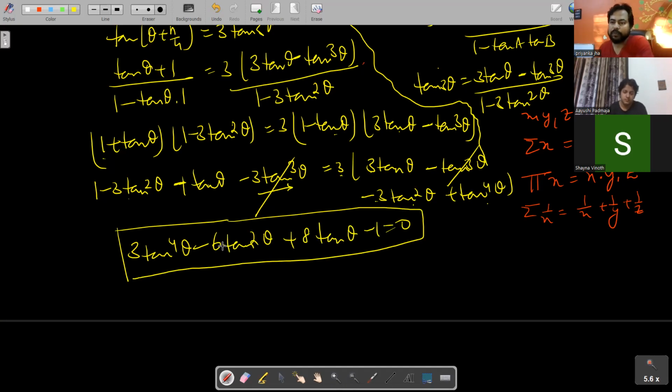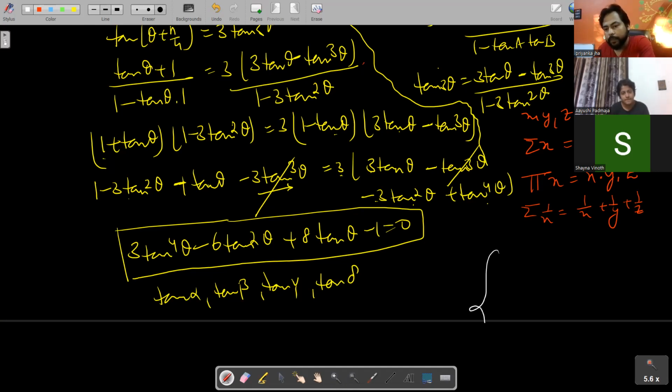Now it is saying that it has 4 solutions, alpha, beta, gamma, delta. So now it is in tan. So tan alpha, tan beta, tan gamma, and tan delta will be its roots. Right? Let me tell you one thing.